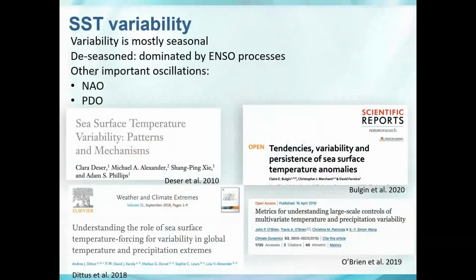So to start to try to answer these questions, I began to look through the literature, and there's been quite a few recent studies that have examined sea surface temperature variability. So I'm showing a handful of them just as an example. But overall, they have basically the same conclusions. Sea surface temperature variability is mostly seasonal. When you deseason it, it's dominated by ENSO processes, along with other oscillations like the NAO and the PDO.